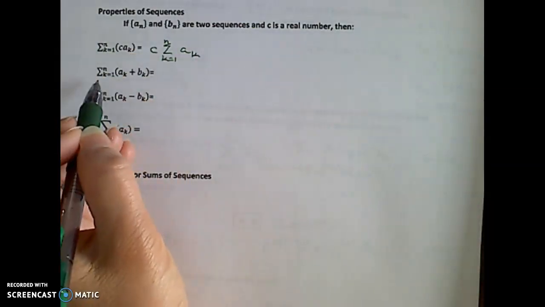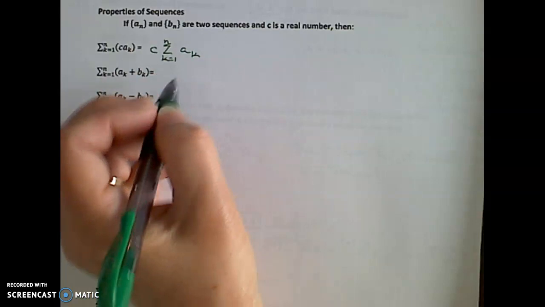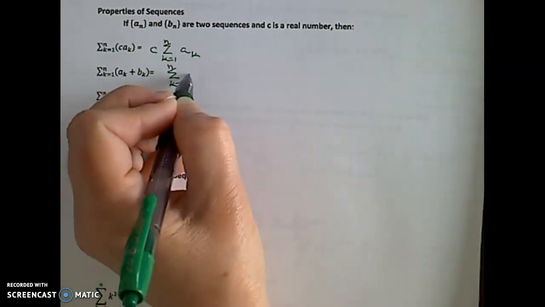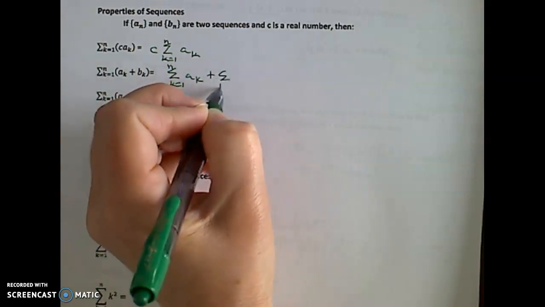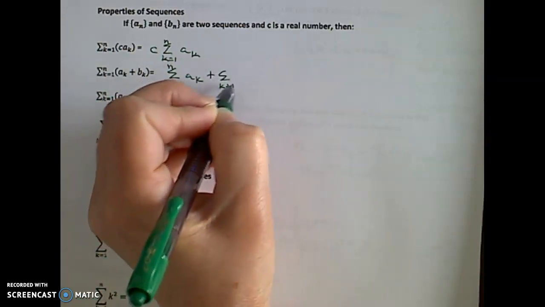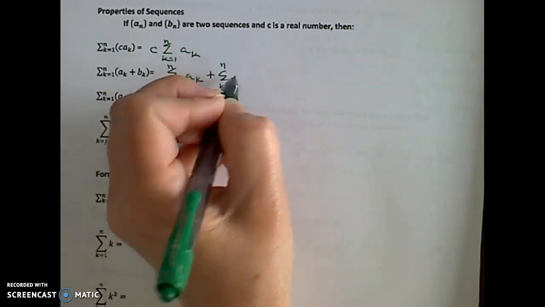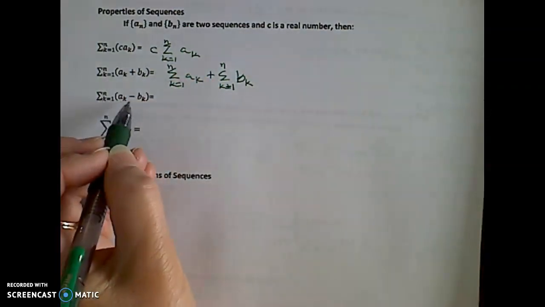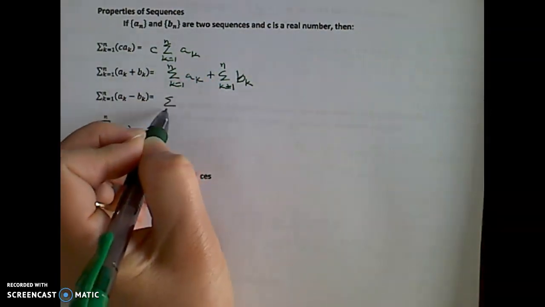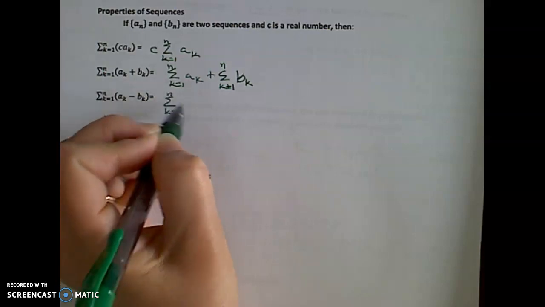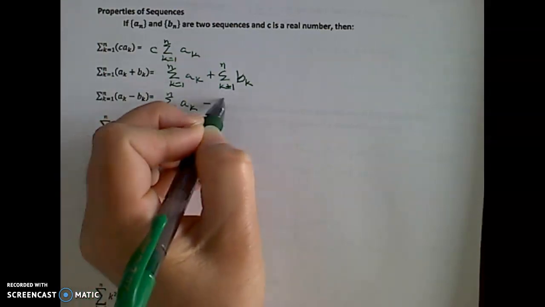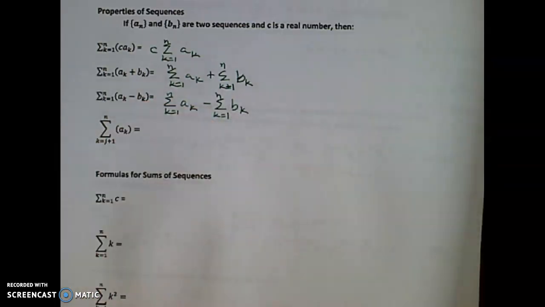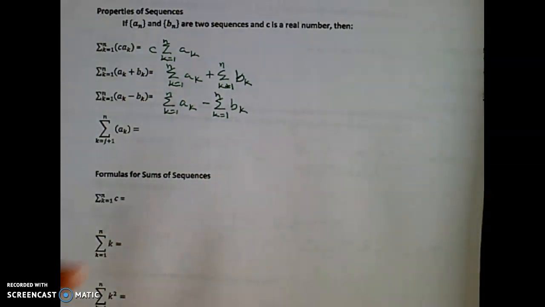If I'm finding the sum of sequences and there's a sum inside that summation notation, I can separate that. So this is equivalent to these two sums by themselves: k equals 1 to n of a sub k, plus the sum of a different sequence, b sub k. If I have subtraction inside a sum, I can separate that into the sum from k equals 1 to n of that first sequence minus the sum from k equals 1 to n of that second sequence. So there are some properties of summations that we'll use in a minute.